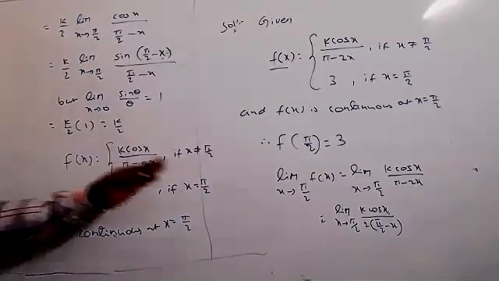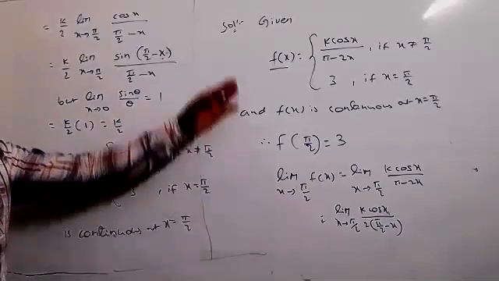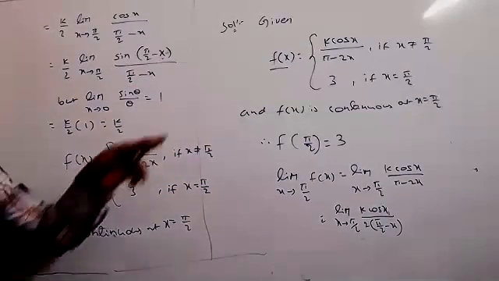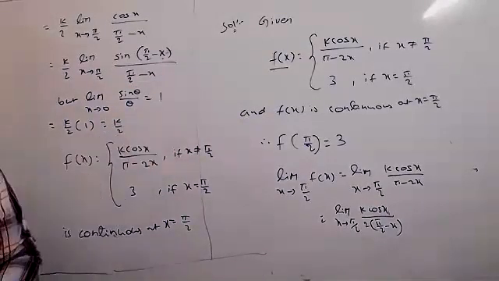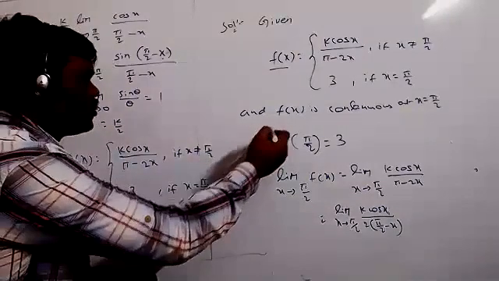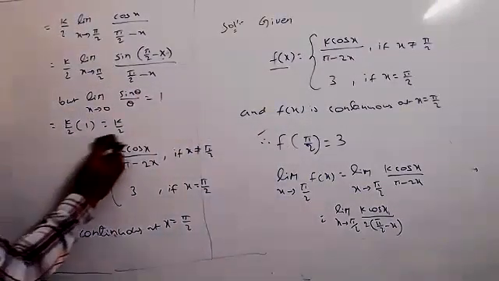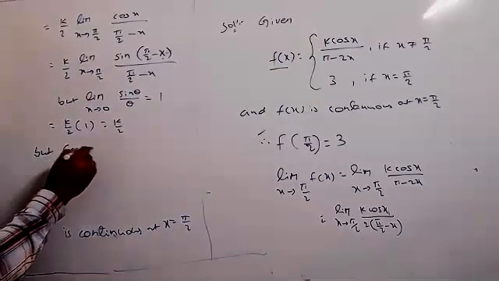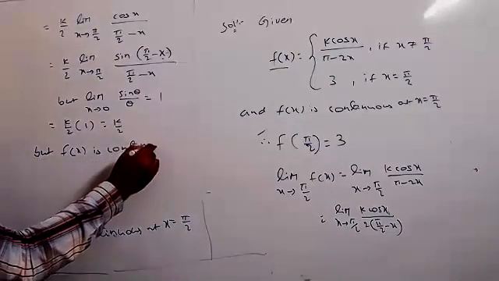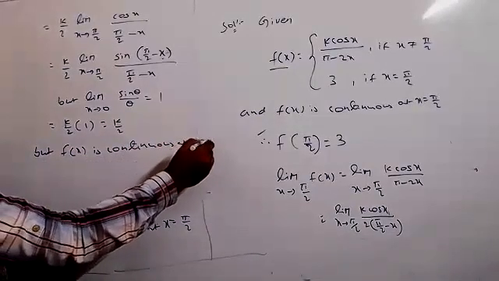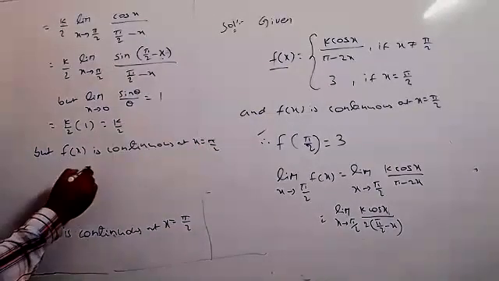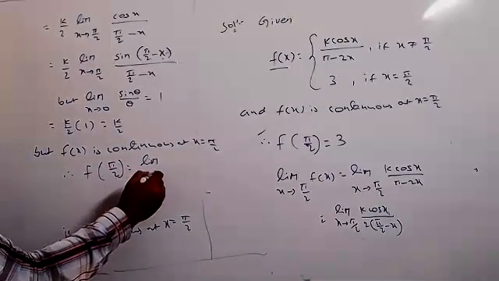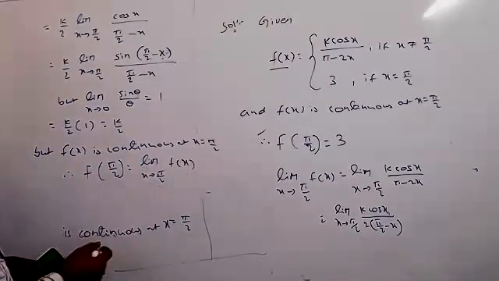That means when you take the limit of the given function, the value of f of x we got is k by 2. But they said very clearly in the problem itself that it is continuous at x equal to pi by 2. That means the two values must be equal. The same you can write: f of x is continuous at x equal to pi by 2. Therefore, f of pi by 2 equals the limit as x tends to pi by 2 of f of x. The two values are equal.